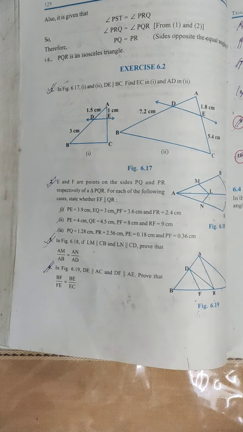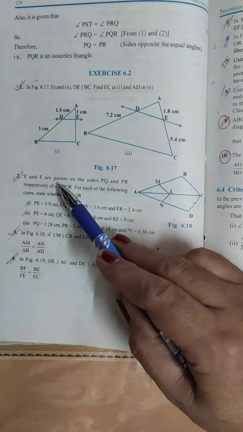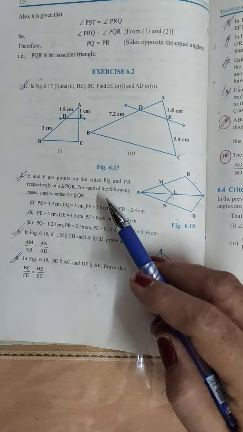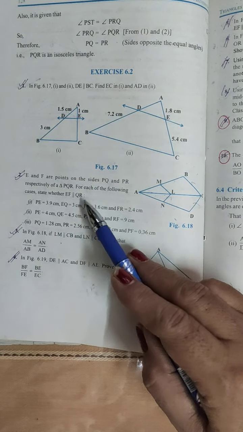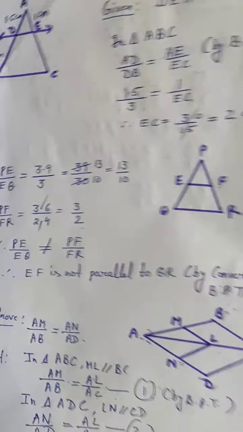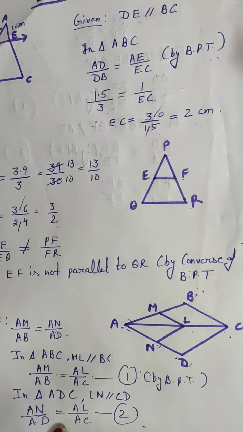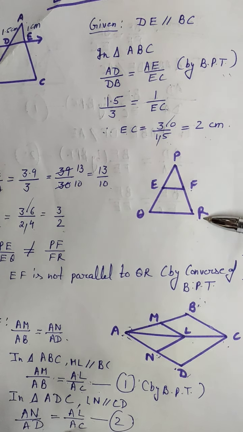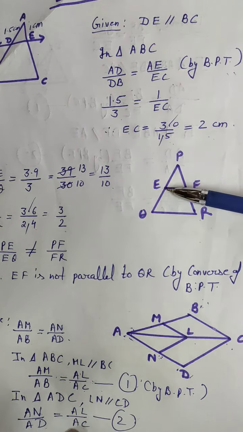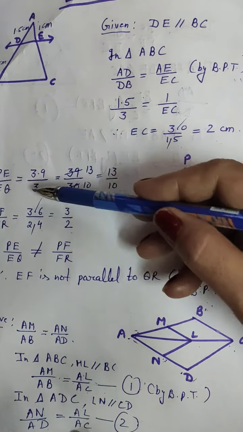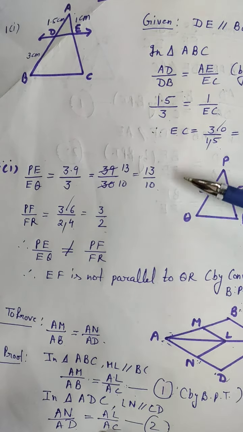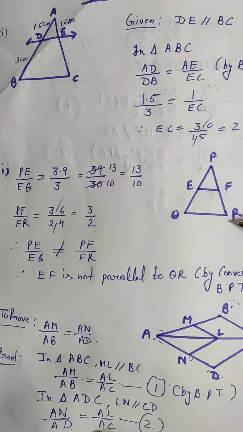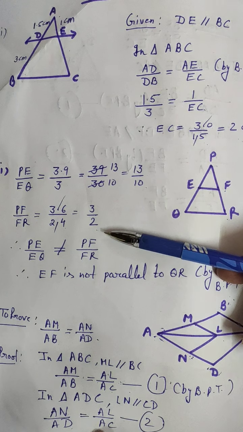Now second question. E and F are points on the sides PQ and PR of the triangle, and we have to state whether EF is parallel to QR or not. This is the figure. EF हमें बताना है कि क्या वो QR के पैरेलल है या नहीं है. सो PE अपॉन EQ हम निकालेंगे पहले. तो वैल्यू पुट करके निकाला हमने. PE अपॉन EQ ये आया 13 अपॉन 10. फिर हमने निकाला PF अपॉन FR, ये आ गया 3/2.